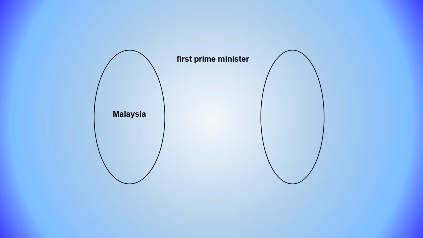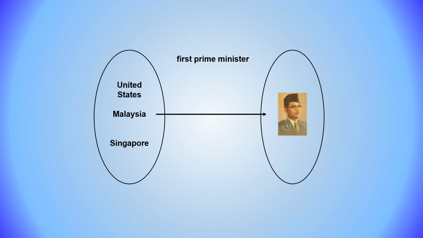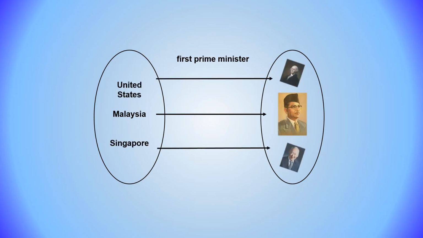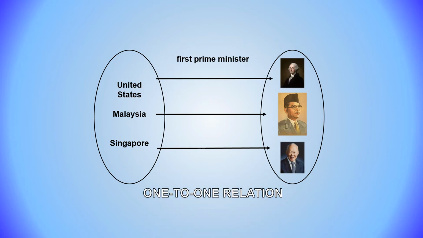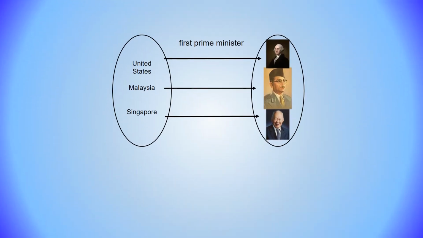For example, who was Malaysia's first Prime Minister? It's Tunku Abdul Rahman. This is an example of a one-to-one relationship. A quick note is that we usually split this as shown here into two categories.